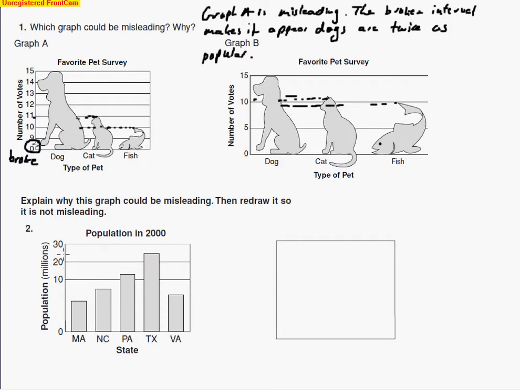These are not the same, so we have unequal intervals. So the vertical axis has unequal intervals. And so that's what we need to change.